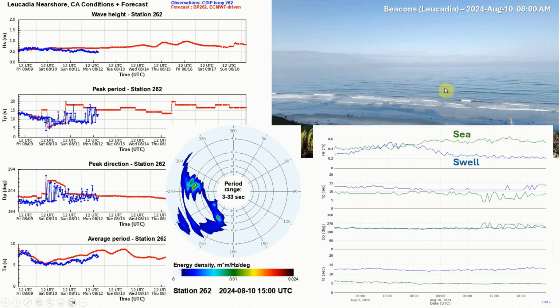So if you want to go surf and you want to look at this particular plot, you want to make sure that the blue line is above the green line. Again, it doesn't mean that we can't look at the data and we can't surf it. It just means that that's what the conditions are going to be like. Most of the energy is going to be on the sea rather than swell.